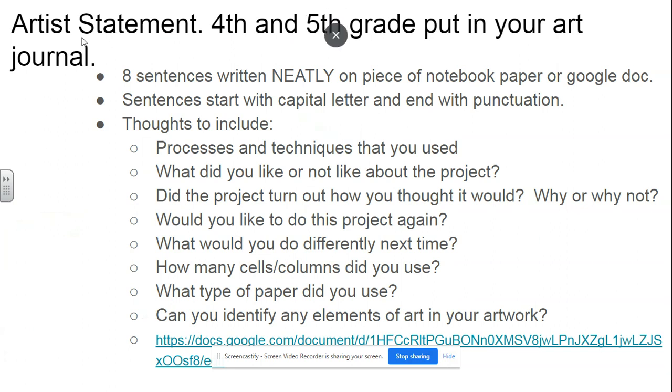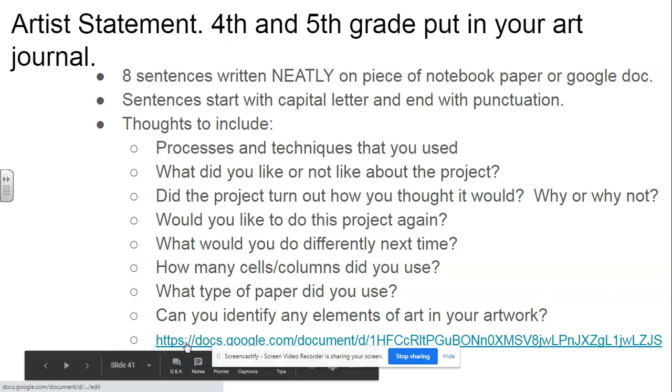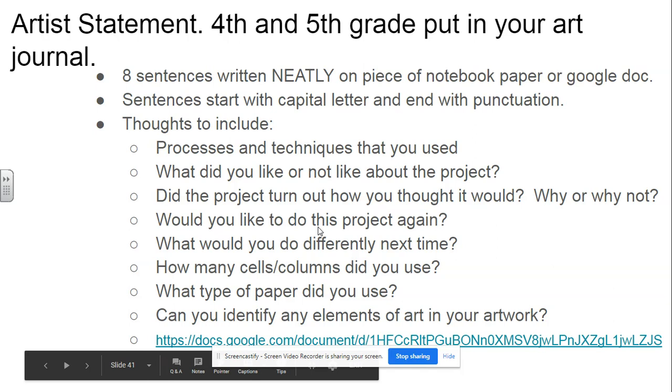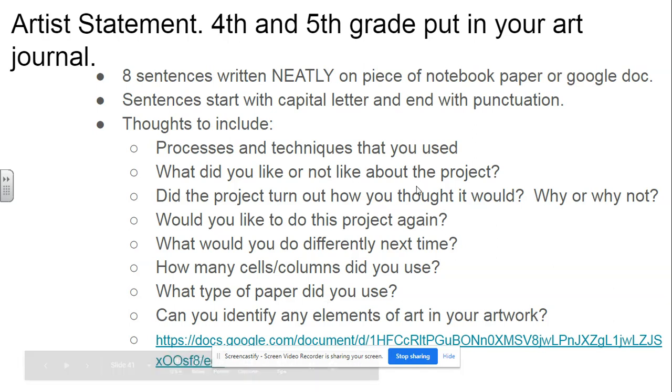My 4th and 5th grade students, this is your artist statement. I copied this directly off of what we always use in class. I even put the link to what I would be showing you. You can write them on a piece of paper, or you can put them in your art journal that is on your Google Drive and just share me on it so that I can read it. These are some prompts that you can use to write about. You don't have to use all these questions. You can just write. But remember, I want 8 sentences, capitals, punctuation, all that jazz.